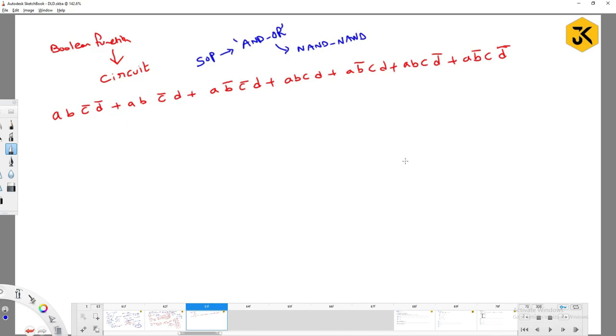So here, this is my circuit. This is my Boolean function. If I ask you to implement a circuit, what will you do? You are going to take this many AND gates. Am I right or not?